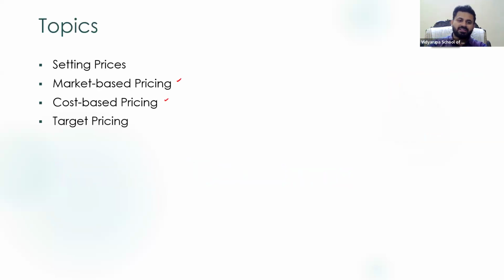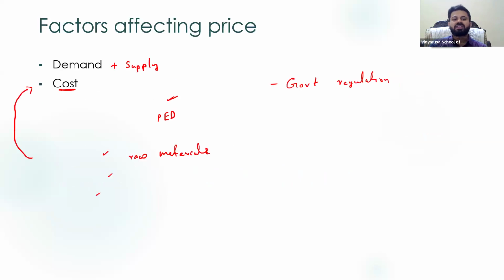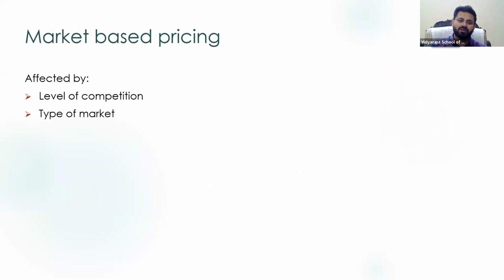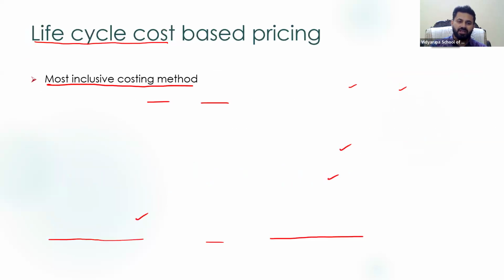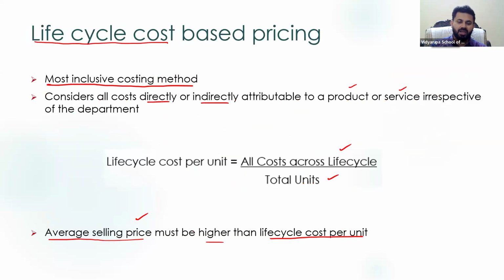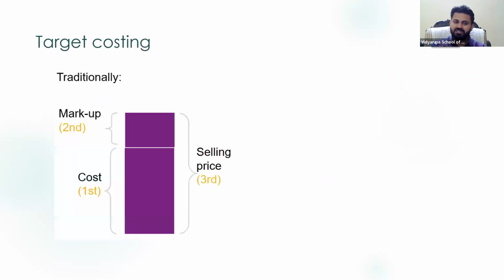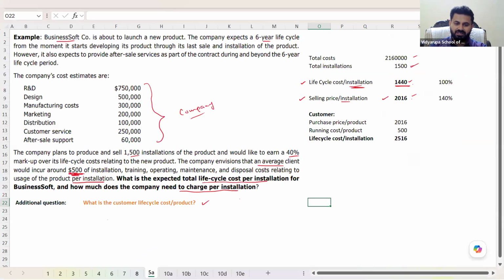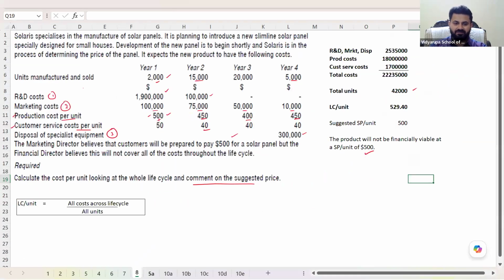Then we discussed the different factors that can affect the price of a product, the theory part. Then towards the end, we had looked at life cycle costing as well. I hope you guys do remember. We discussed the different stages, and then we discussed two numerical scenarios as well, two numerical questions. These are things that we covered yesterday.